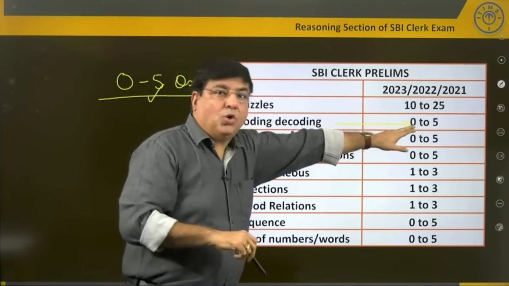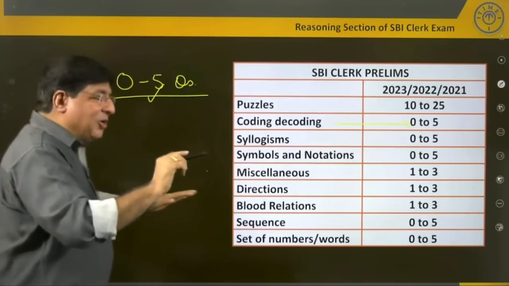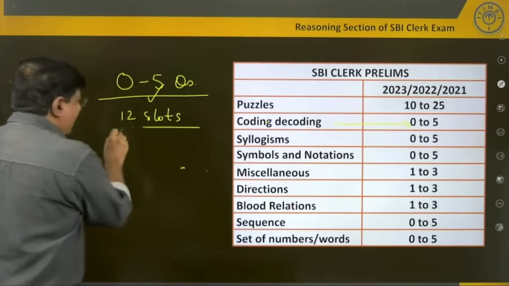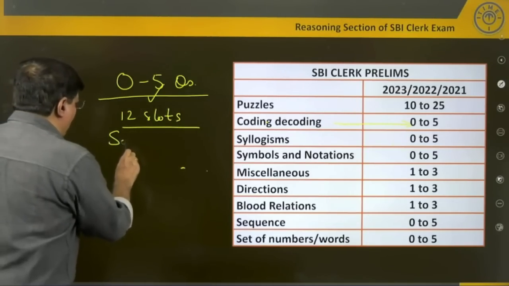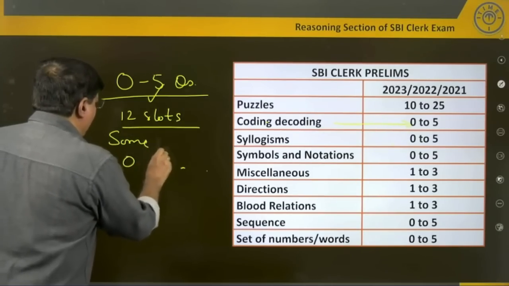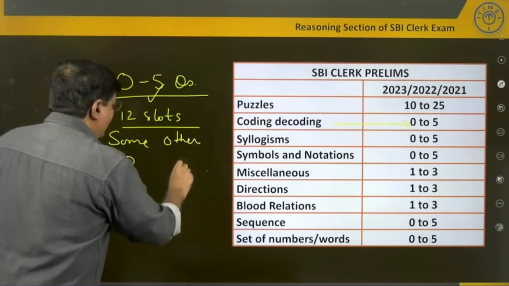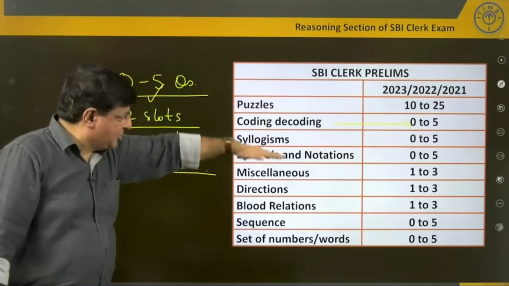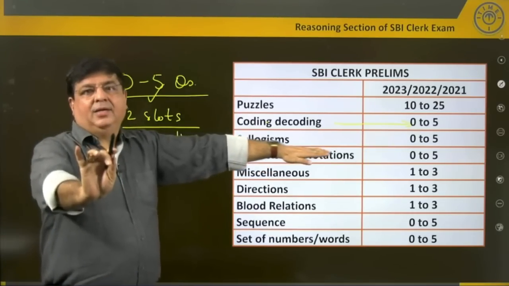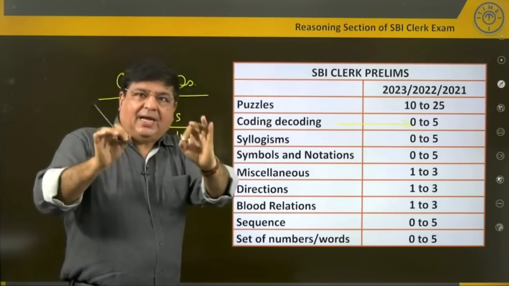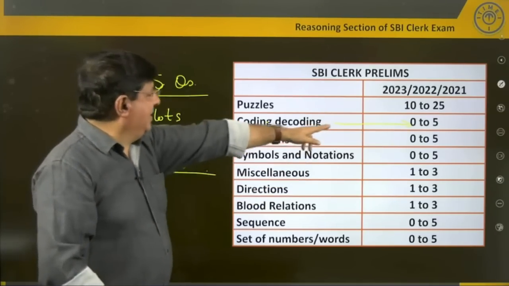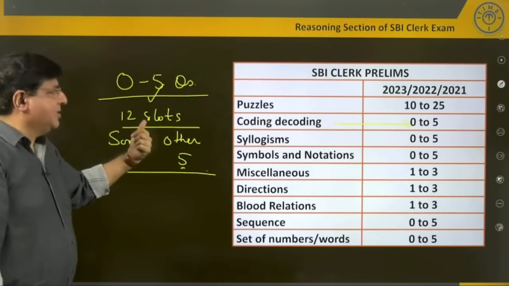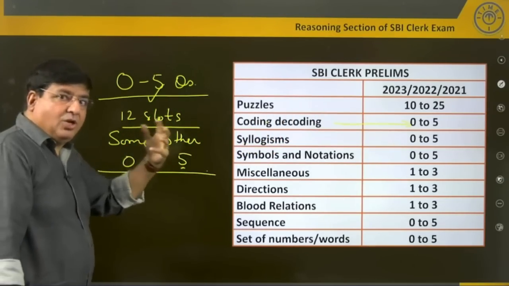0 does not mean that no questions were asked at all. 0 means that if the exam was conducted in 12 slots, in some slots there were 0 questions and in other slots there were 5 questions. So if the topic name, like coding decoding, is in this list, then you have to prepare that topic. So don't go by the 0 that is given here. I have explained very clearly the meaning of this range 0 to 5.